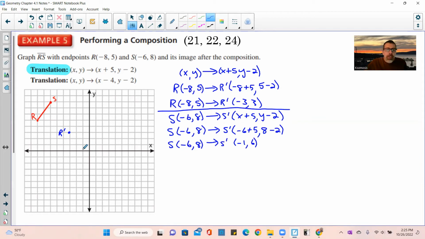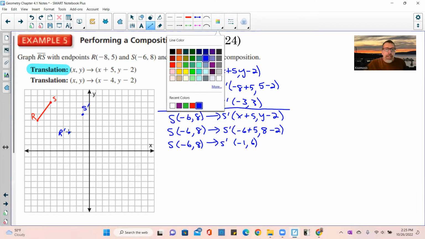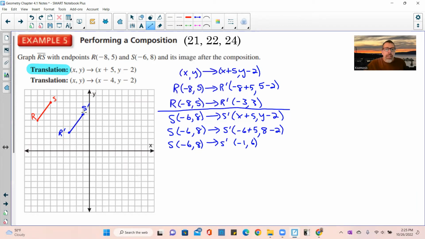So S prime is negative 1, 1, 2, 3, 4, 5, 6. So here is S prime. So now let me draw that. And I guess I don't have to move these, so I'm not going to worry about connecting everything. Here is S prime. Okay, so if I check this, I went down 1, 2, and I went 1, 2, 3, 4, 5 to the right. So that's plus 5, down 2, 5 comma negative 2, okay, which is right here.